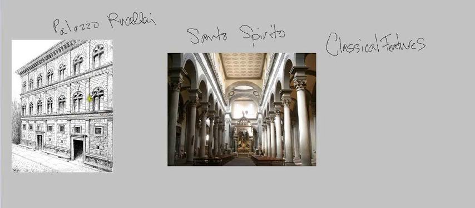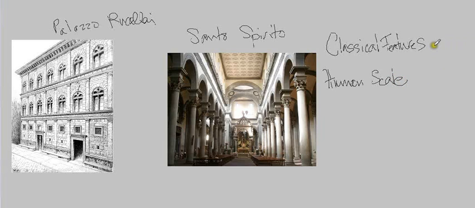And over at the Palazzo Rucellai, we have, again, pilasters using the classical orders. We have rounded arches. We have this heavy cornice. All of this is borrowed from classical antiquity. So that should be review. Another thing that is important in these buildings and is tied in with the ethos of the time is the human scale of these buildings.